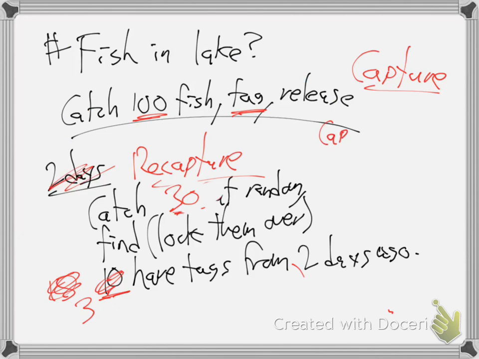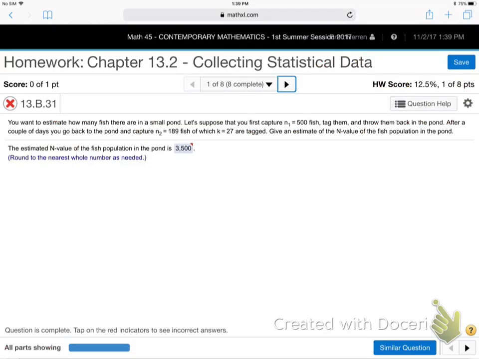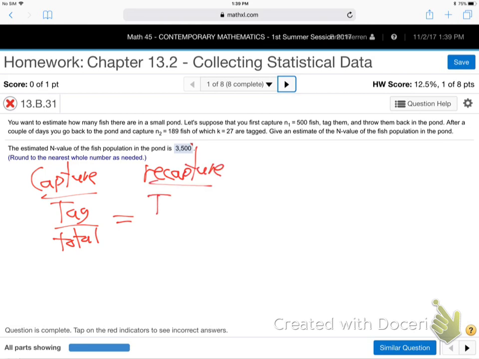You have the capture, tag over total equals, and then recapture, tag over total. That's the formula we use. In fact, let me just write it on this other screen for you. So there's the capture, like the first time you grab them, tag over total equals, and then recapture, tag over total. That's the formula we use for counting fish in the lake.